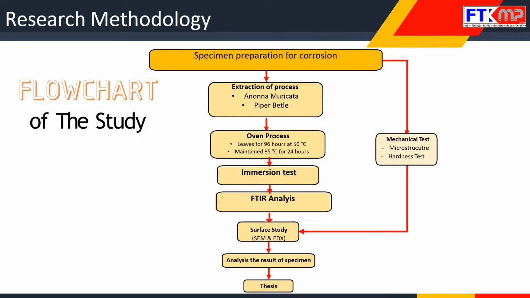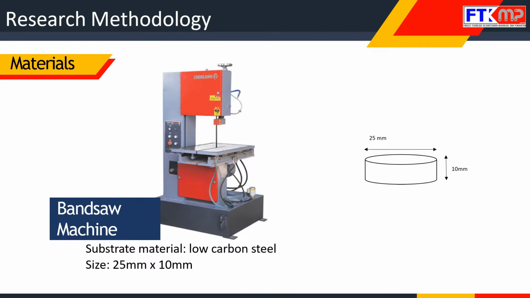On the other hand, after we prepare the specimen, we do the mechanical test, which is microstructure and hardness test. For the preparation of material, we cut the specimen using a bandsaw machine with the depth of 10 mm for each specimen.